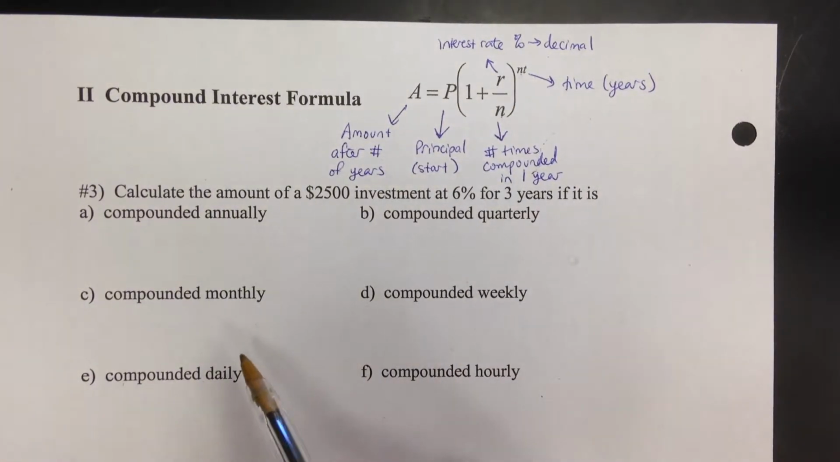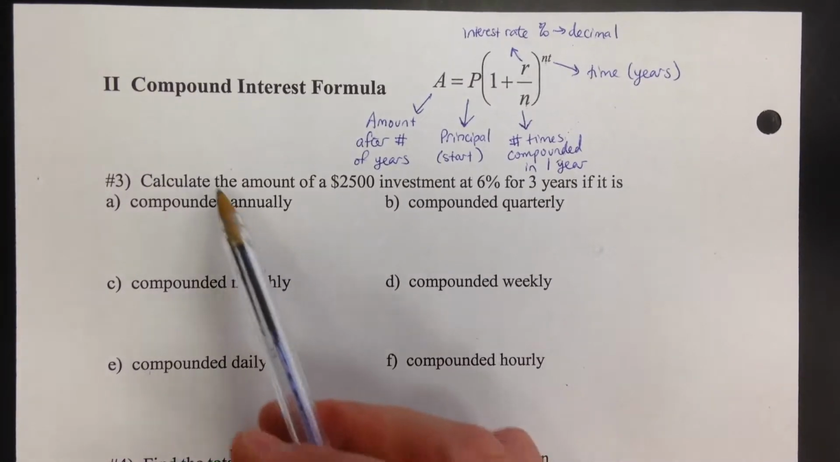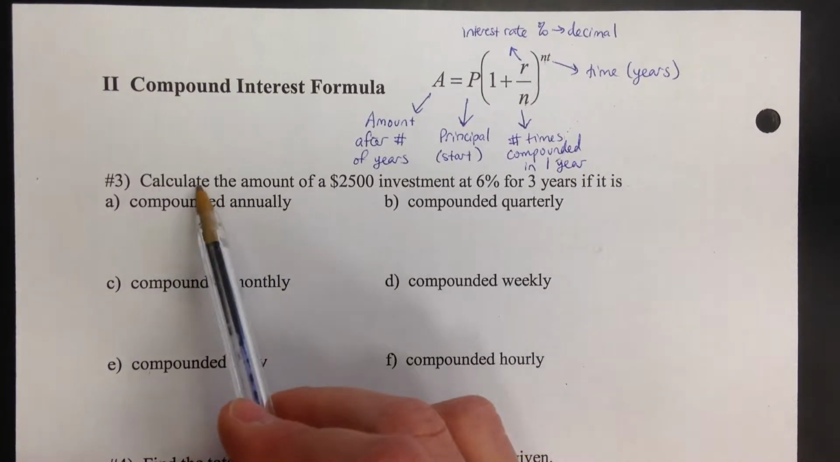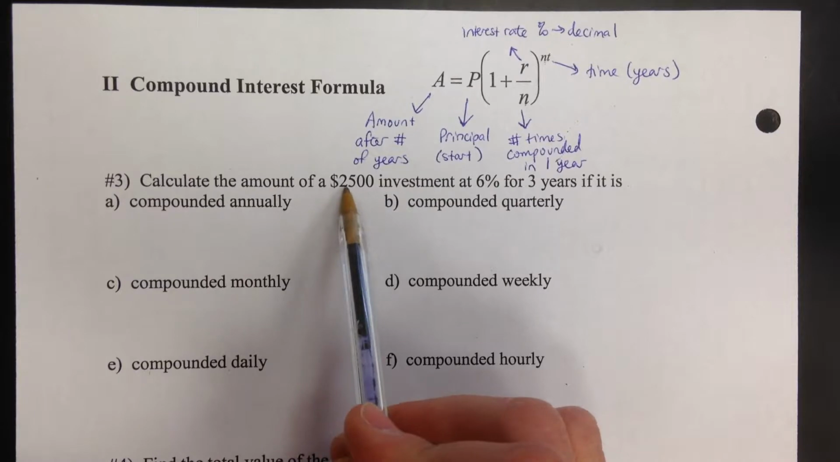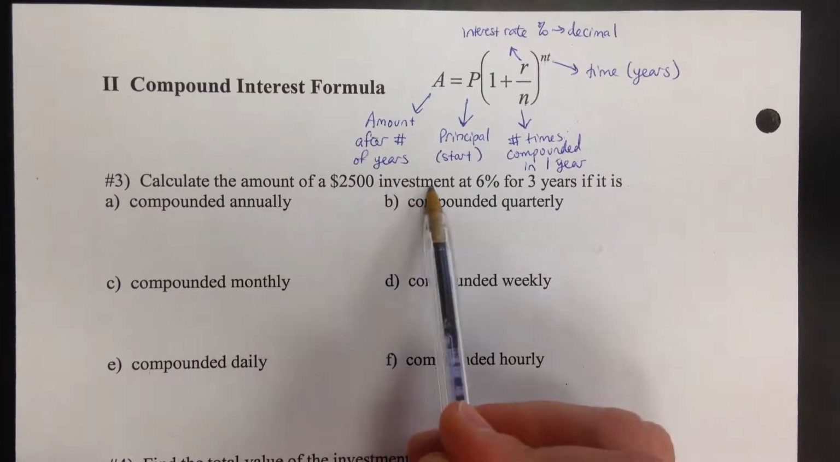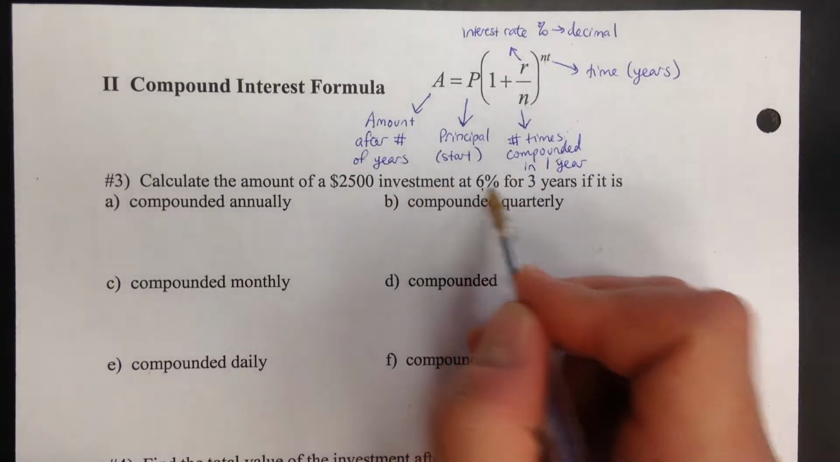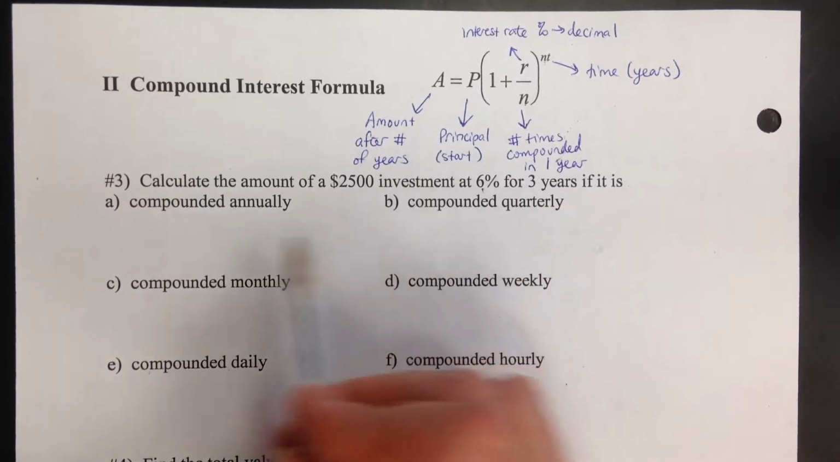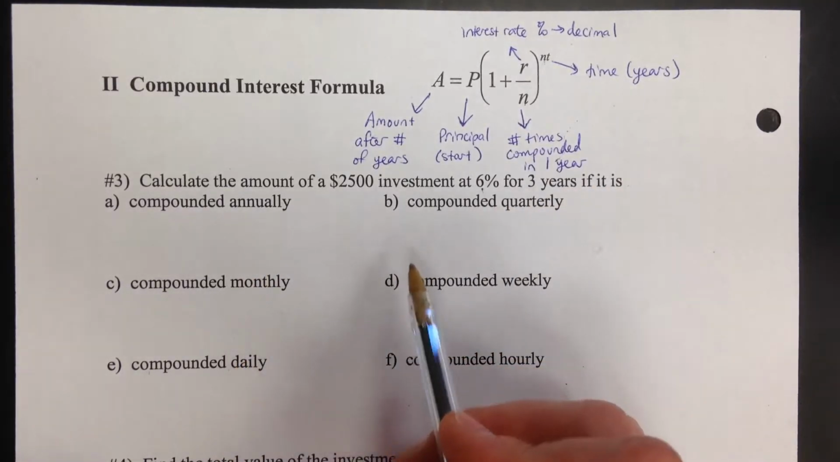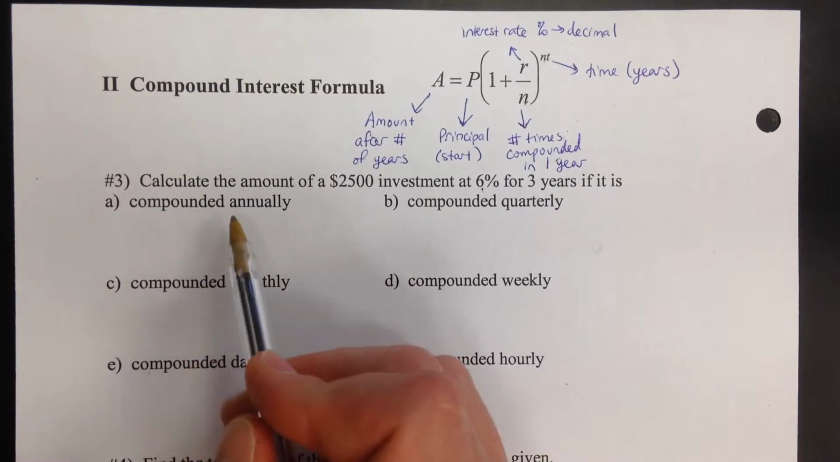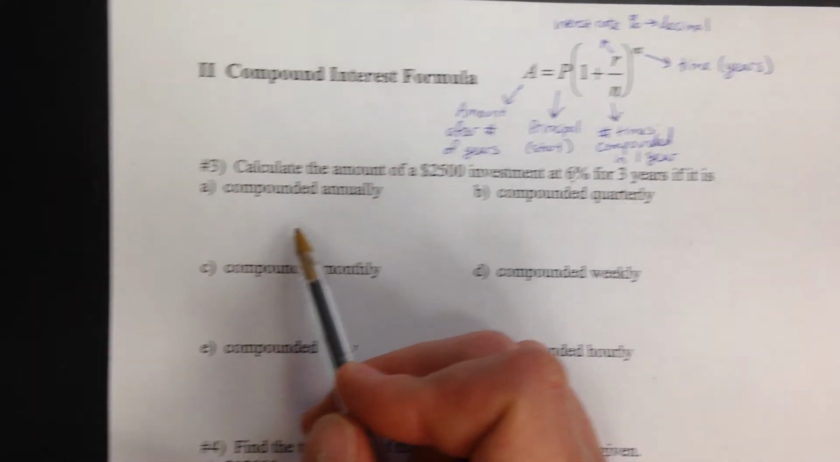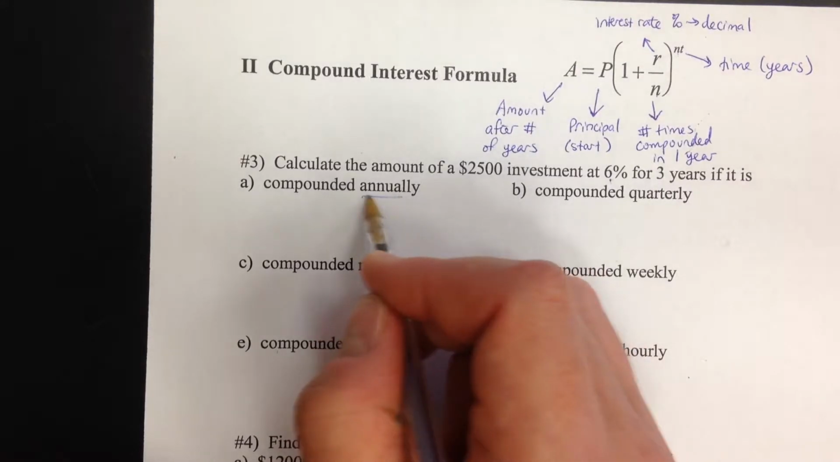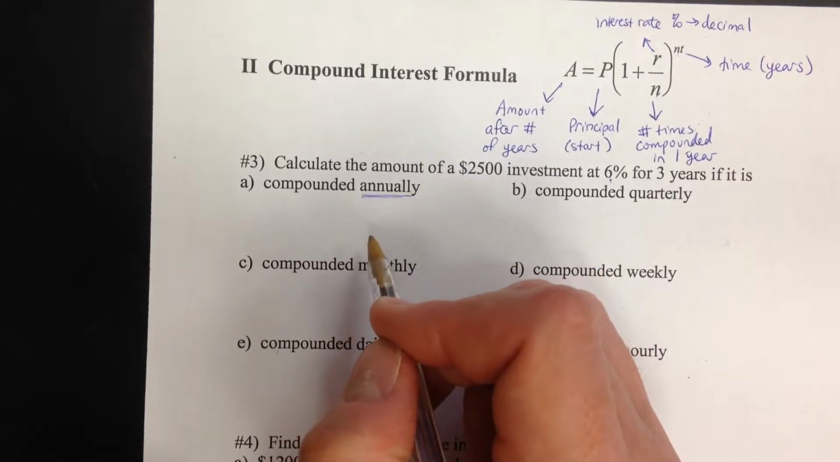Okay, so let me show you how you use the formula here. So in number 3, let's do an example. Calculate the amount of a $2,500 investment at 6% for 3 years, if it is compounded annually. And then we're going to do a bunch of examples here. Compounded annually means once a year.